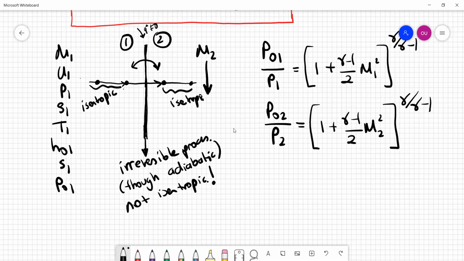This is zero. But therefore, the fact that it is an irreversible process makes it a non-isentropic process. So entropy also must be changing across the shock wave, which means that we cannot use isentropic relations like this when we want to relate 1 and 2 together. Okay.